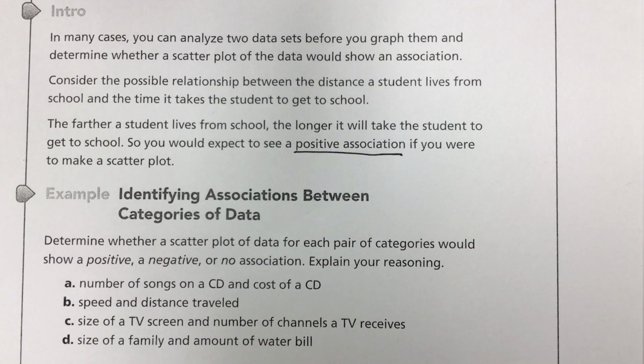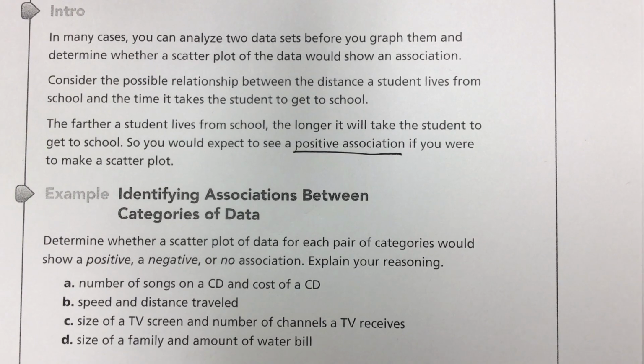Identifying association between categories of data. Determine whether a scatter plot of data for each pair of categories would show a positive, a negative, or no association, and explain your reasoning. Part A. Number of songs on a CD and the cost of a CD. Is that a positive, negative, or no association?